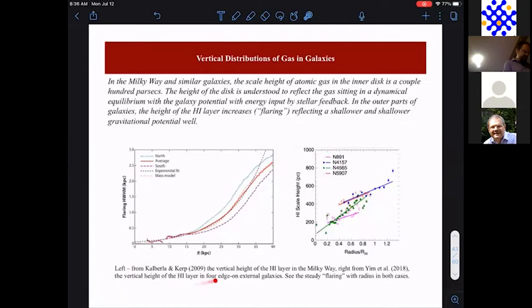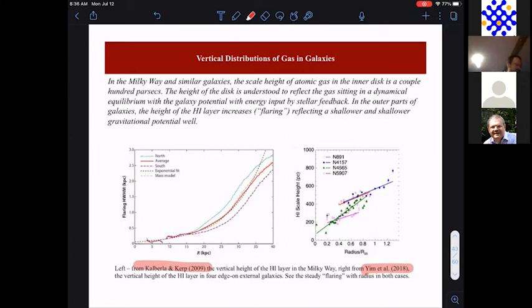One is pulled from a really nice review of the H1 distribution in the Milky Way. And the other one is pulled from a series of papers by Kejian Yim et al., who did a really extensive series of studies trying to use the CARMA array to study edge-on distributions of molecular gas in galaxies. And I think this is the best set of studies of the edge-on ISM in galaxies. It's a really nice piece of work.